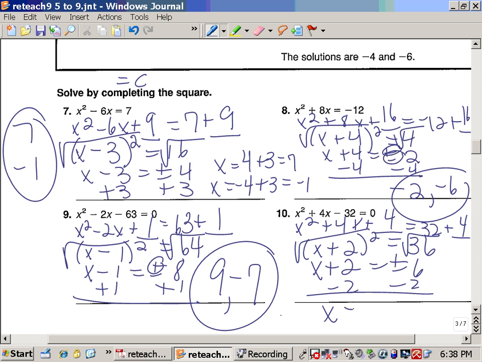Subtract 2 from each side. We're going to get 2 answers. Positive 6 take away 2 is 4. Negative 6 take away 2 is negative 8.